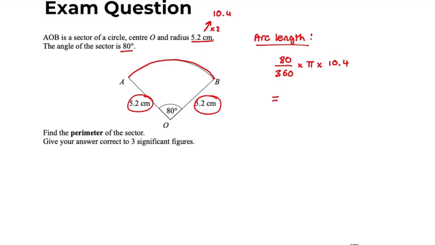If we type that into our calculator, 80 over 360 multiplied by pi and multiplied by 10.4, that gets us an answer of 7.26056968. We know that this is the length of the arc. Once you know the length of this arc, you need to work out the perimeter of the shape. So you need to add 5.2 onto it and another 5.2 onto it.